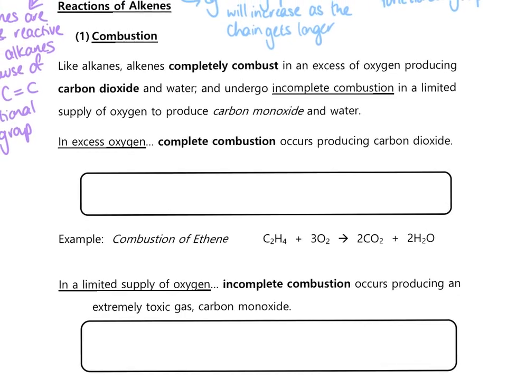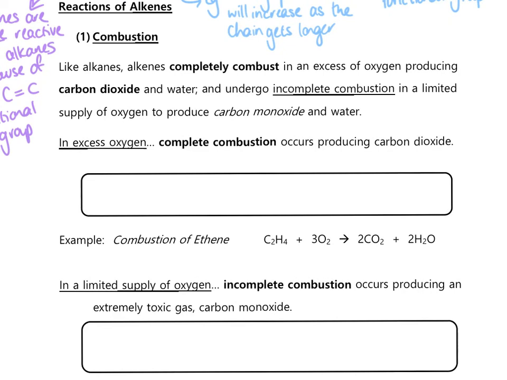As with alkanes, we have an option essentially. Either they will undergo complete combustion if there is an excess of oxygen, and in that case our products will be carbon dioxide and water, just as it was with alkanes. But if there's a limited supply of oxygen, they will undergo incomplete combustion, and our products, rather than being carbon dioxide, will be carbon monoxide and water.